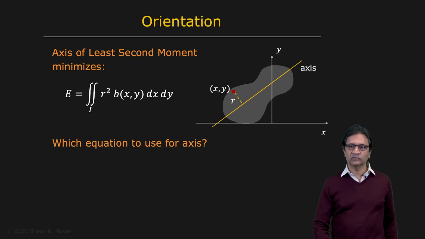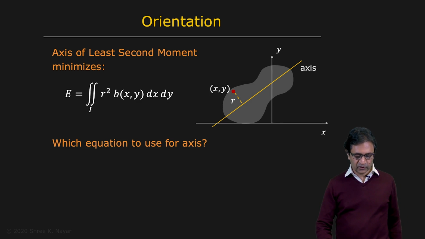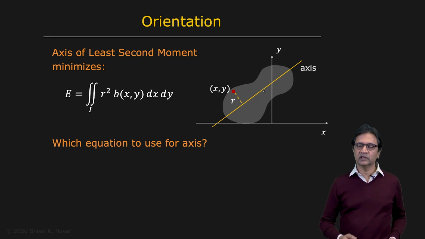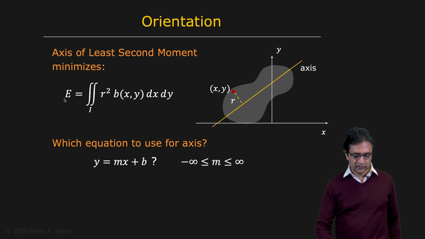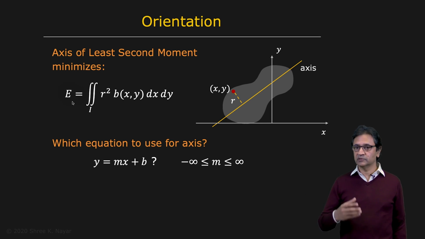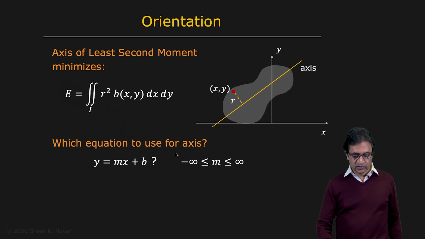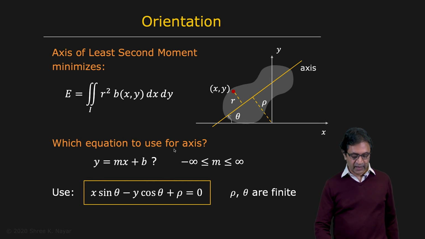So the question is, what equation do you want to use for the straight line or the axis? The one that's often used is y = mx + b. We don't like this for our purposes here because m goes from minus infinity to infinity. When we try to minimize this function later, we're going to run into issues in terms of singularities because of this. So we're going to use a different parameterization of the straight line. A more convenient one is this one right here, which is x sin θ − y cos θ + ρ = 0.